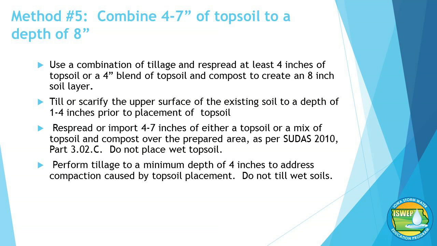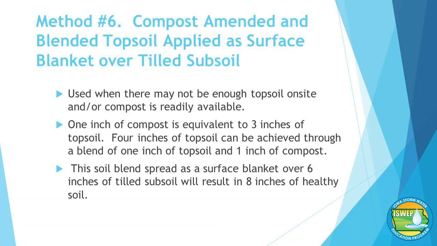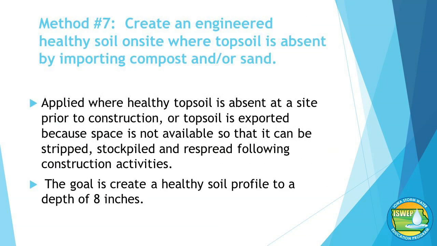And I'm going to go through this a little more rapidly. Here's actually a reference to topsoil spreading and finish grading that many of you are already familiar with. Method six is compost amended and blended topsoil. It's applied as a blanket. So 1 inch of compost is equivalent to 3 inches of topsoil. So 4 inches of topsoil can be achieved through a blend of 1 inch of topsoil and 1 inch of compost. So that's pretty amazing. So you may see some cost saving there.